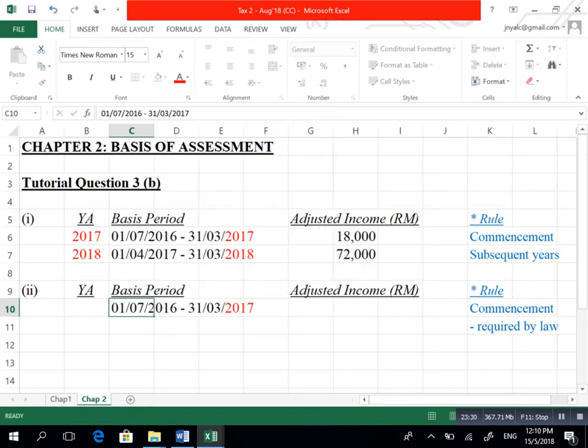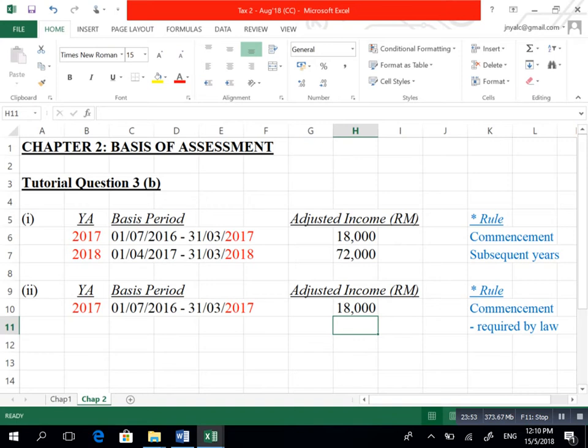So adjusted income should be the same as well. So now class, this first basis period that required by law, is it got any difference from the part 1 just now? So far no difference, but previously there is a difference, because the law changed already.